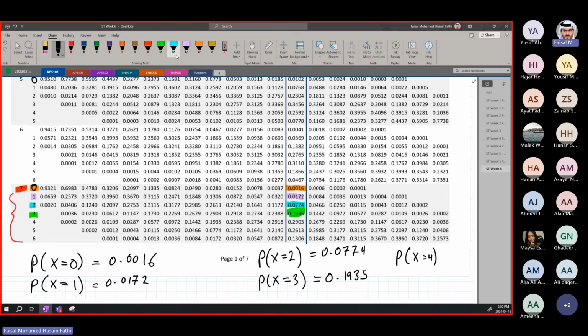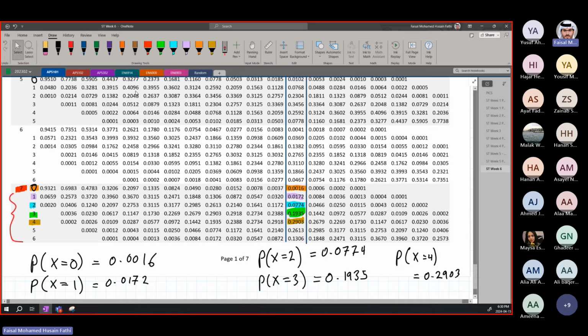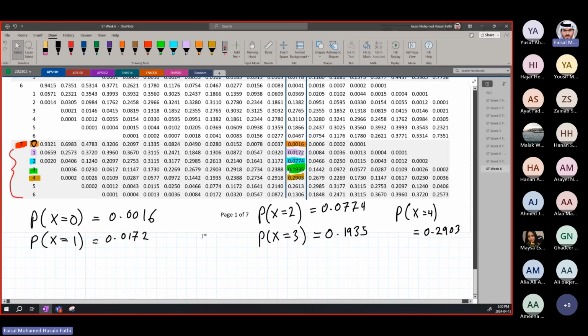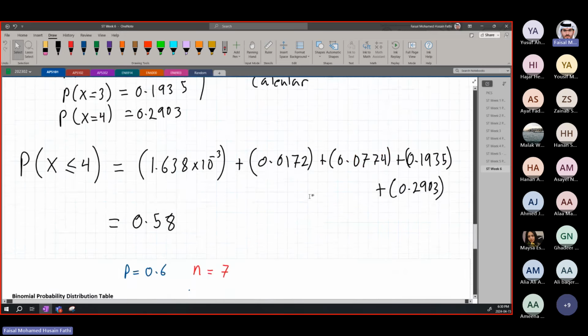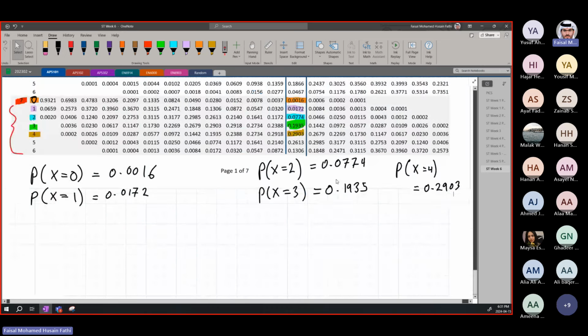Again, same idea. We're going to look at 4, and it's 0.2903. If you notice, these are the same values we got earlier: 0.0172, 0.0774, 0.1935, 0.2903. Same exact values that we are getting.